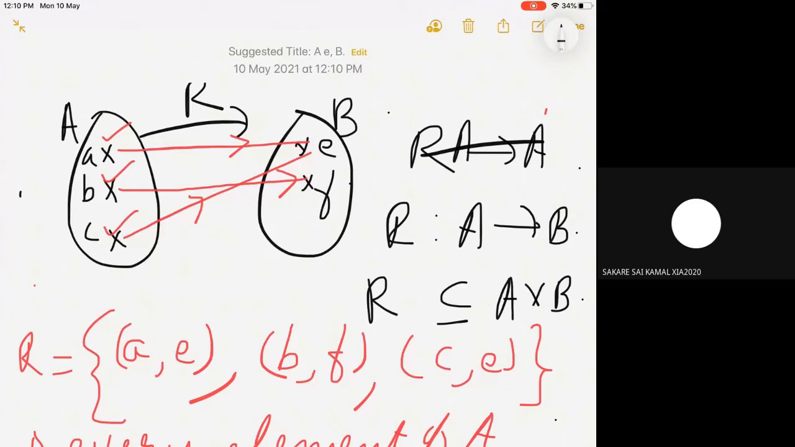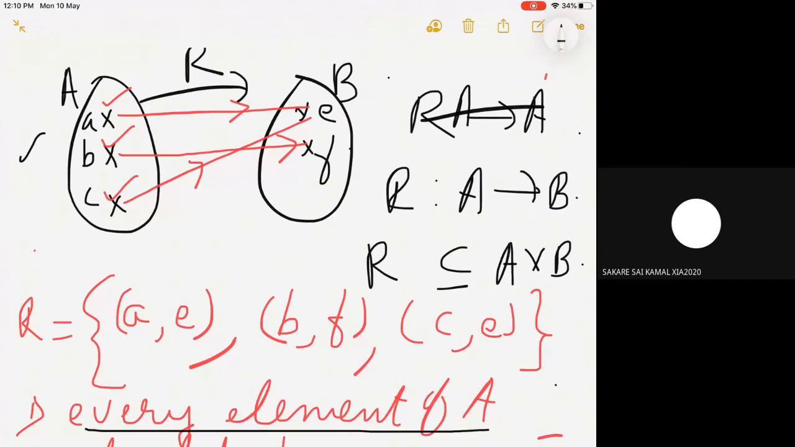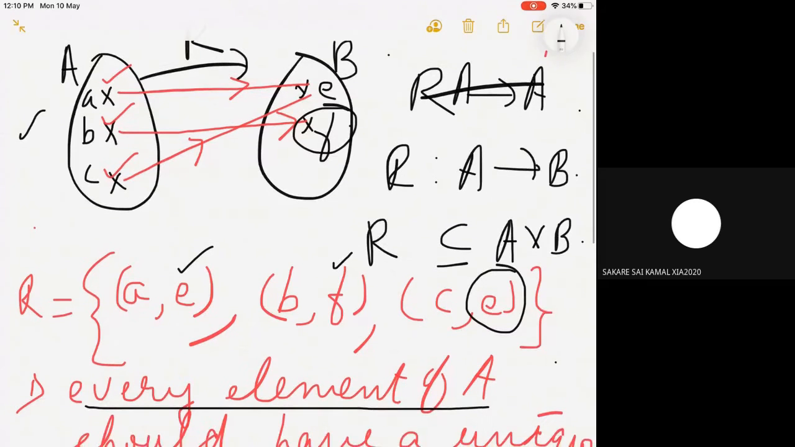So in this example, you can see that every element of A has the image, and the second part is whether the image is unique or not. For that, you just ask a question: A has got how many images? The image of A is E only. A does not have any other image. And the image of B is F. B has got only one image, and the image of C is E. That is also a unique image. So the relation becomes a function.